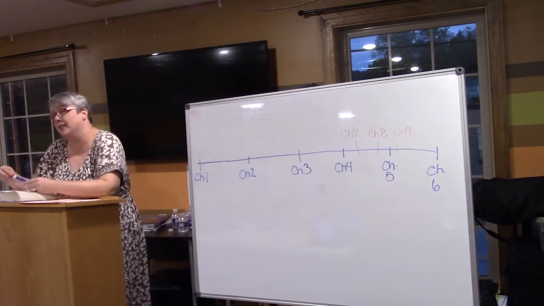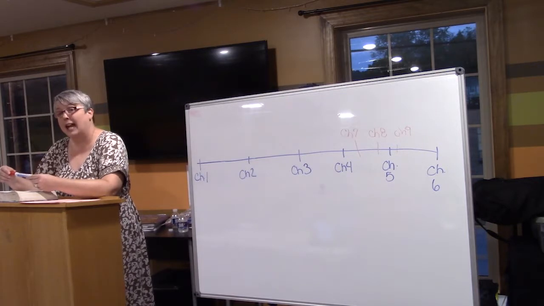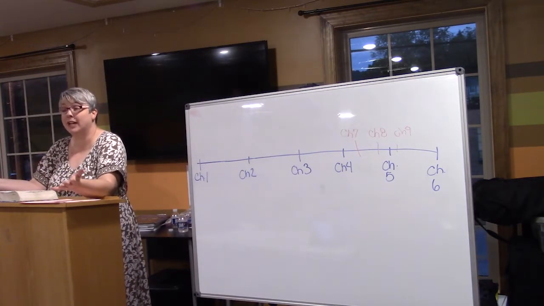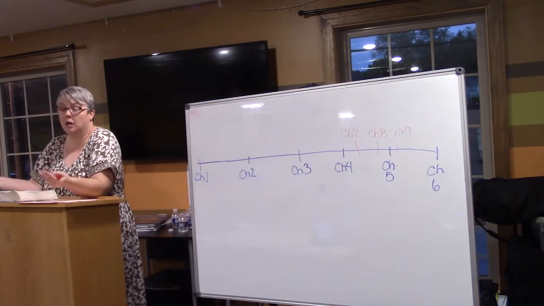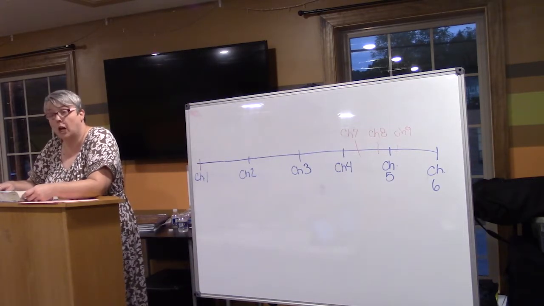What was about to end for them, finally? The captivity, yeah, 70 years. He figured out, Jeremiah said, it'll be 70 years. And he's got to be counting down and going, oh my gosh, we've been here about 66 years. We're almost done. We're in the home stretch.